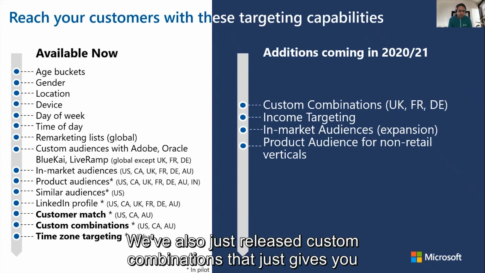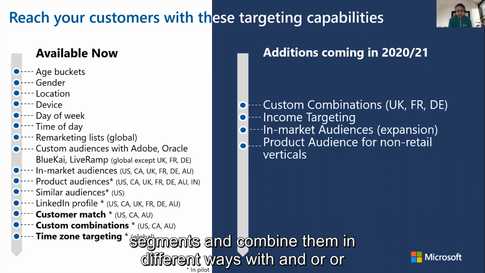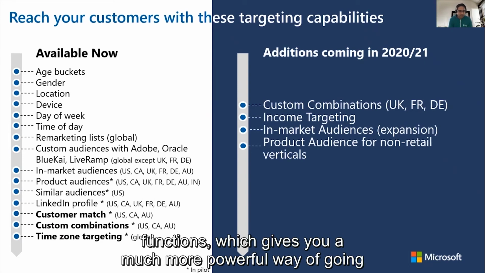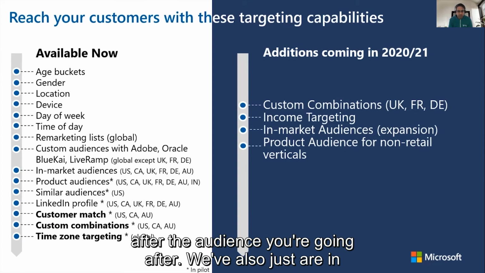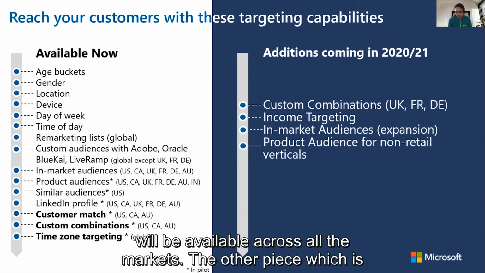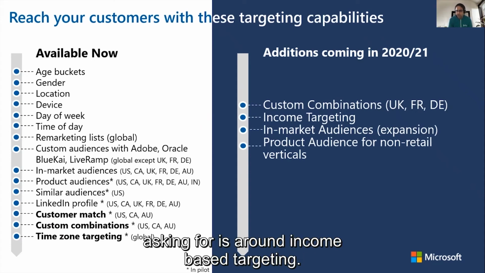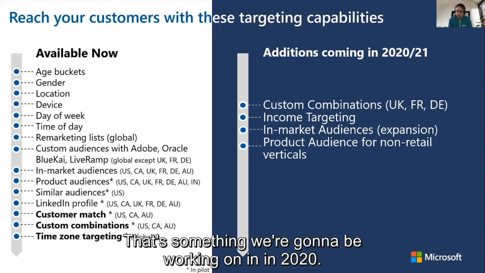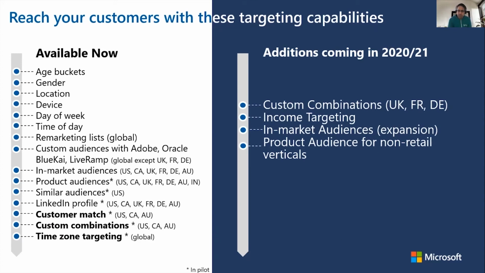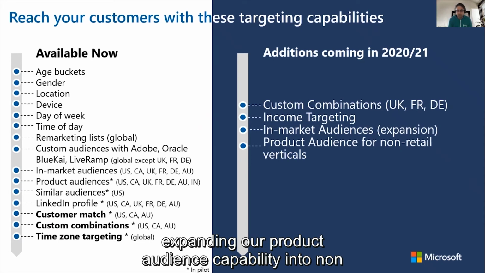We've also just released custom combinations, which gives you the capability to take different audience segments and combine them in different ways with and, or, all functions, which gives you a much more powerful way of going after the audience you're targeting. We're also in the process of releasing time zone targeting, which will be available across all the markets. The other piece which is coming in the coming year, which I know a lot of people have been asking for, is income-based targeting. That's something we're going to be working on in 2020. We're also looking at ways of expanding our product audience capability into non-retail segments as well.